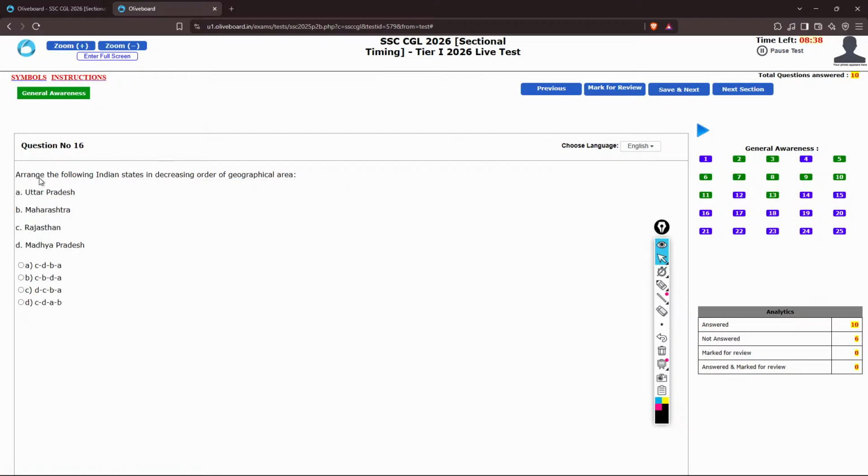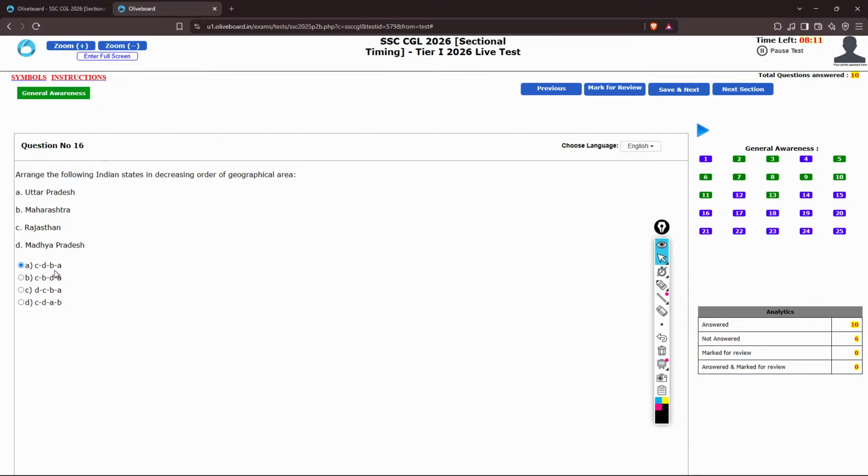No idea. This is decreasing order of geographical area. So Rajasthan is at the top. Then... I think Madhya Pradesh would be the smallest one, but no, not the smallest one. So UP is the smallest one. Madhya Pradesh is the largest one.